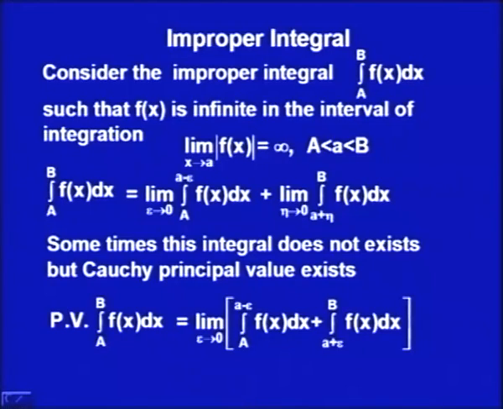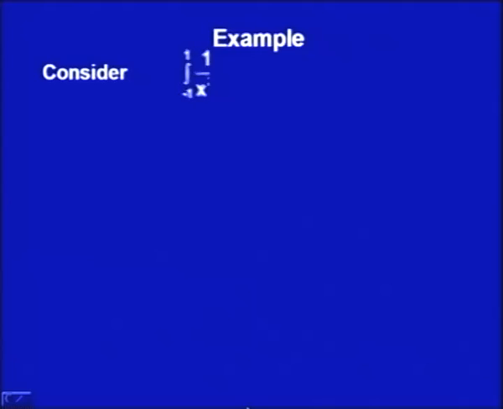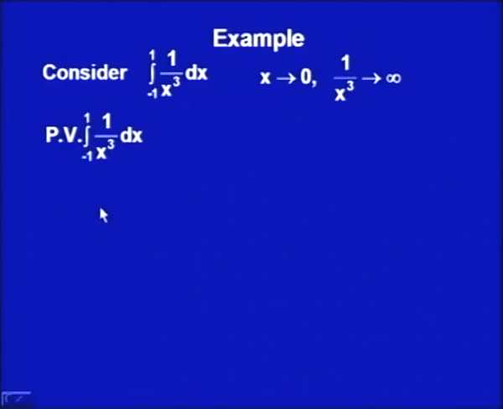Say, for example, if I consider the integral from minus 1 to plus 1 of 1 upon x cube dx, we know that 1 upon x cube at x equal to 0 is infinite, or undefined. So the function approaches infinity in the interval of integration. This is an improper integral. Now, let us find the Cauchy principal value of this integral.